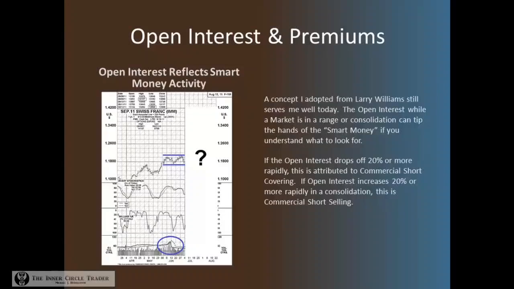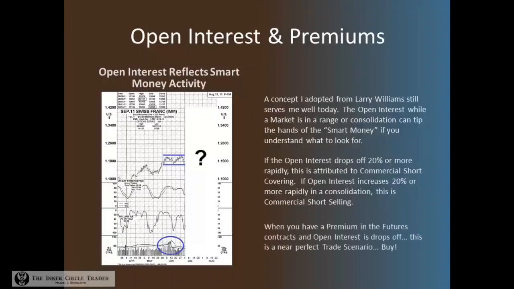Commercial traders are the largest hedgers in the marketplace. And when you hedge, you're essentially shorting the market. You're selling something you already have. So if open interest declines, that means that they're lightening up aggressively on their shorts. Why would they do that? Because they anticipate price going higher.